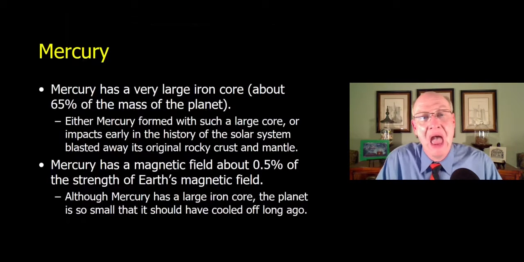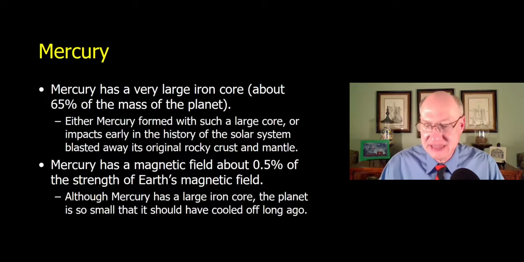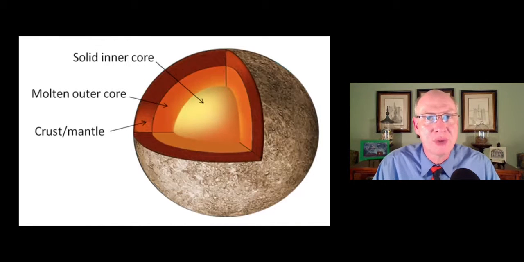Okay. Compared to the other terrestrial planets, Mercury has an oversized, giant iron nickel core. Its iron nickel core is about 65% of the mass of the planet. And it's an interesting question as to why Mercury was born with such a large core. Like the Earth, it has a solid inner core. We believe it has a molten core. We'll see the evidence for that here in a second. But the core is quite big compared to the rest of the planet.